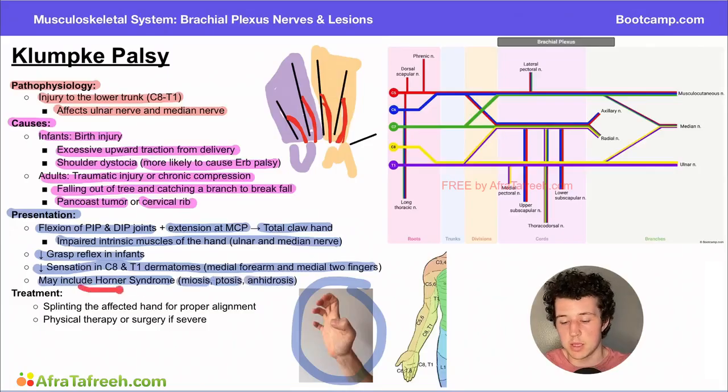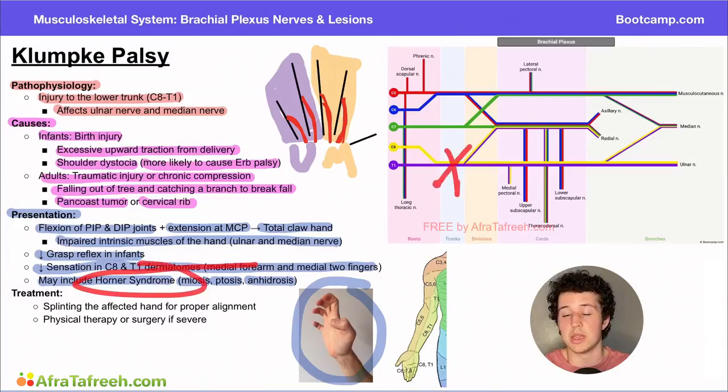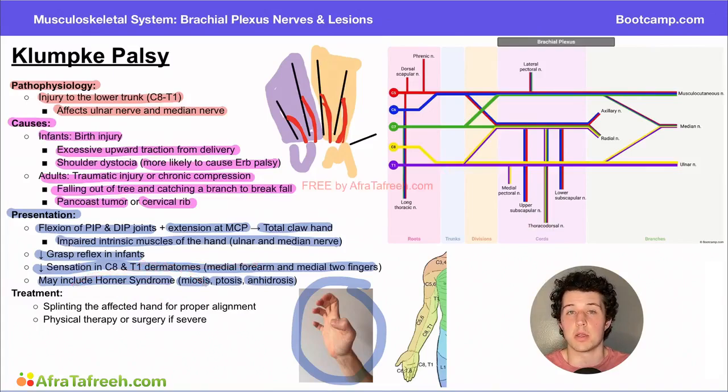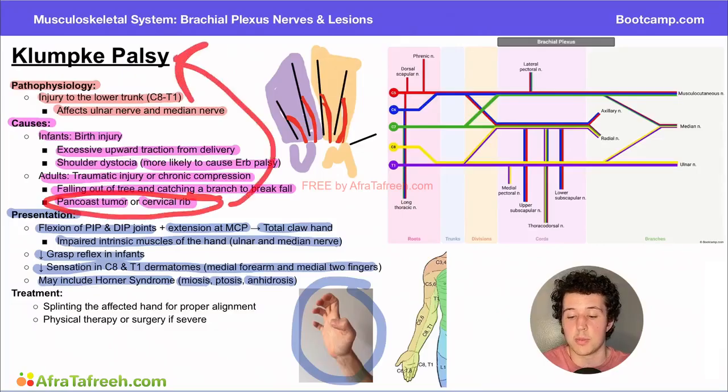And so you may be thinking that this is kind of an oddball. All of a sudden we're talking about eyelids when before we were just talking about muscles of the hand. But the relationship between Horner syndrome and Klumpke palsy is not that lower injury leads to Horner syndrome, but rather that they often have the same cause. A Pancoast tumor and cervical rib can lead to Klumpke palsy and also to Horner syndrome.